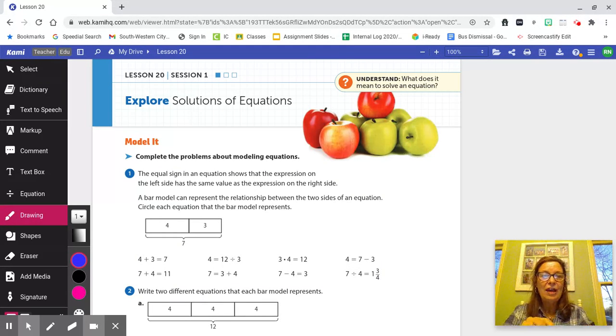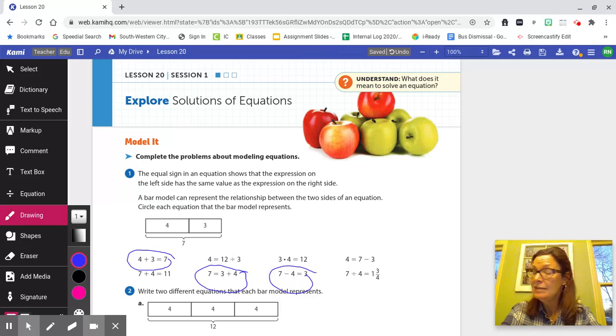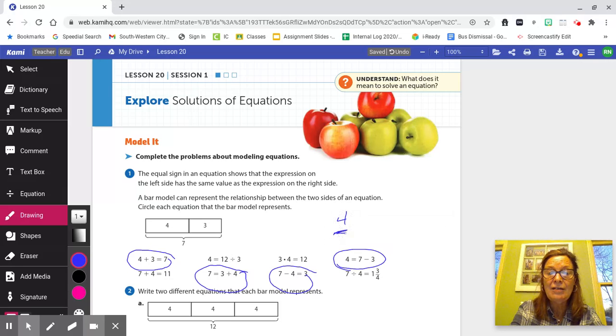All right, you should have circled, I think this one's pretty obvious, the 4 plus 3 is 7, and 7 is equal to 3 plus 4, and 7 minus 4 is equal to 3, and 4 is equal to 7 minus 3. So whatever is on this side of the equal sign is equal to this side. It's kind of like a balance. That's how I think about that equal sign. It keeps it balanced on either side. So hopefully you got that.